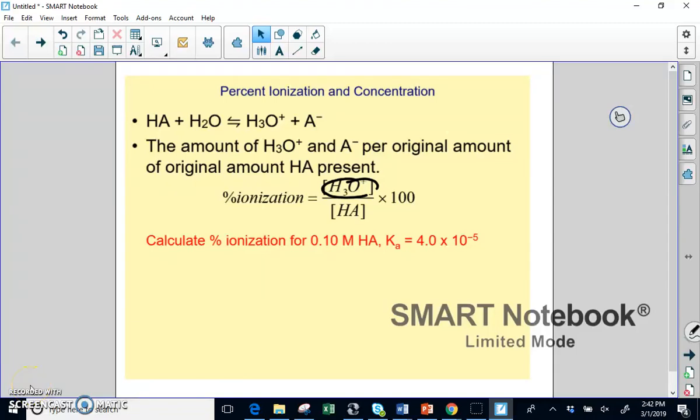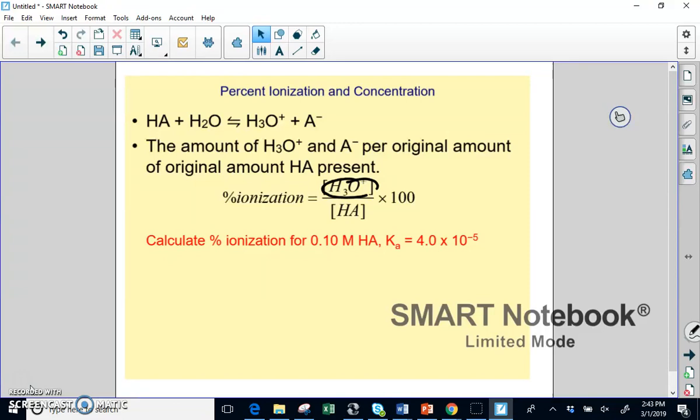Welcome to the video. For this video, you can ignore the first slide because the first slide is a review of what was on the quiz. The second slide reviews percent ionization, which we need to go over because the AP exam really likes to ask about percent ionization, and I want to make sure we get it.